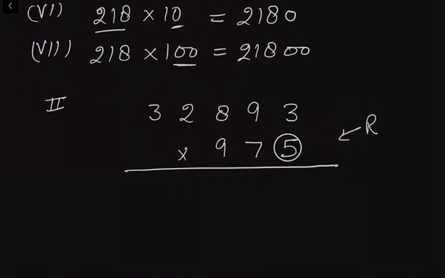5 times 3 is 15, put 5 here and 1 here. 5 times 9 is 45 plus 1 is 46, put 6 here and 4 here. 5 times 8 is 40 plus 4 is 44, and 4 again here.